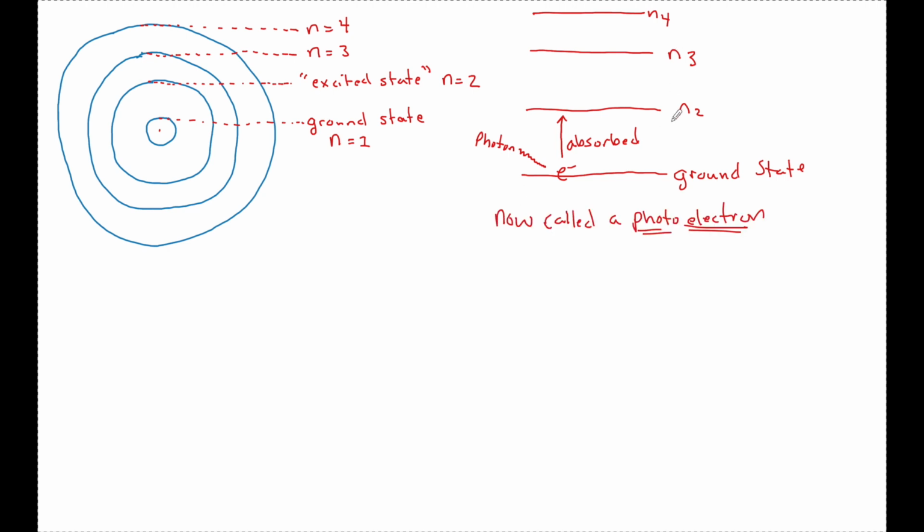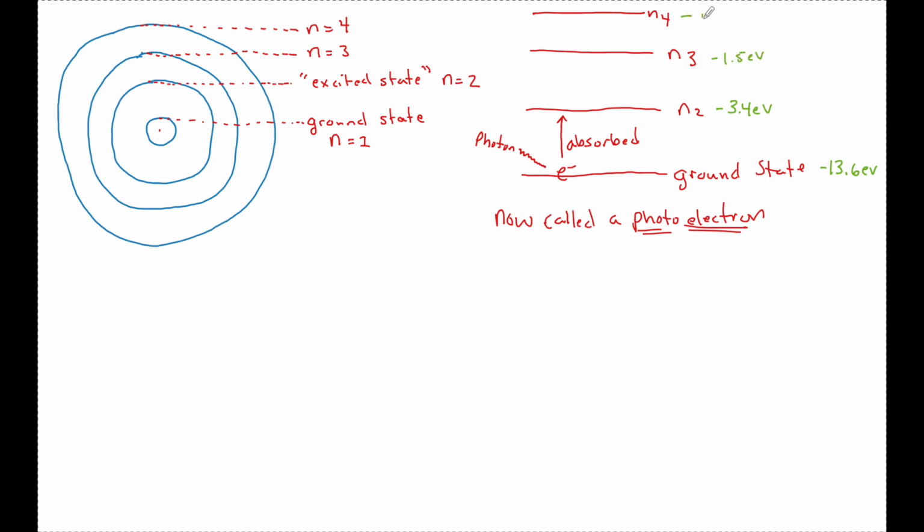And these energy levels have associated quantized energy amounts with them. So let's say, for example, this was minus 13.6 eV. This right here, we will say is minus 3.4 eV. This will be minus 1.5 eV.